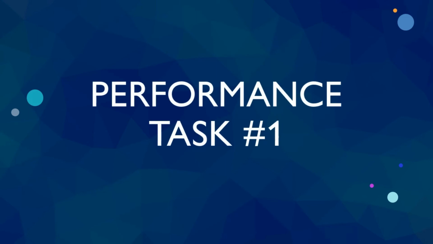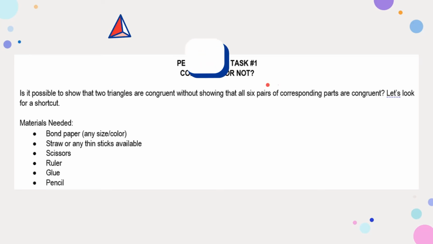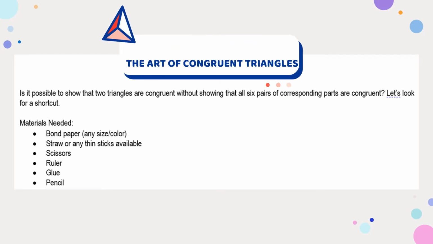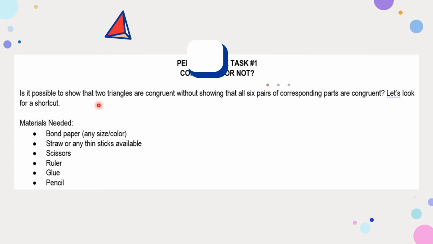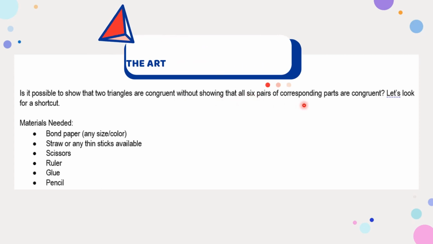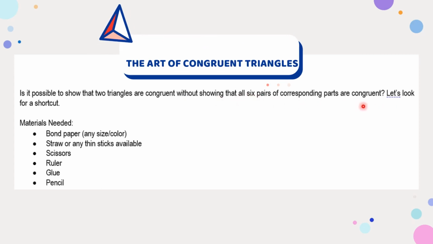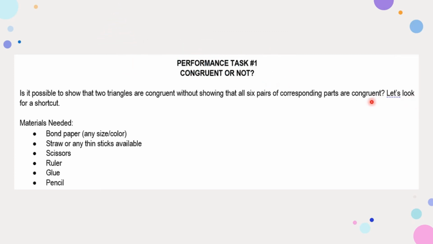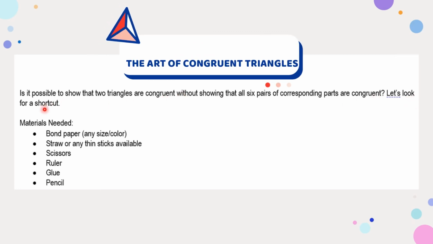Ayan, let's go with your performance task number 1. Okay? Now, here is the general question for your performance task. Is it possible to show that two triangles are congruent without showing that all 6 pairs of corresponding parts are congruent? Let's look for a shortcut.